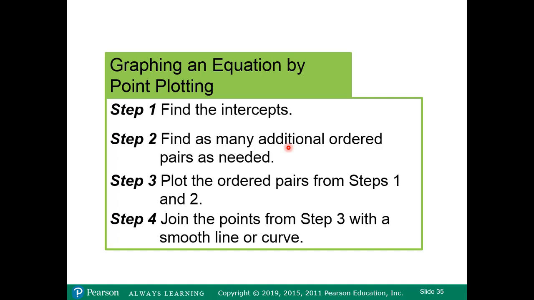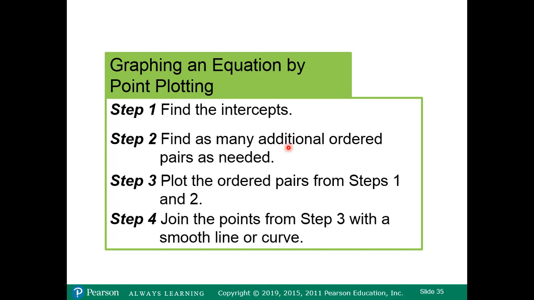So now what about graphing an equation by plotting points? Well, it's very simple and straightforward. Step 1, find the intercepts. You can always find the x and y intercepts by setting either x equal to 0 or y equal to 0. Then step 2, find as many additional ordered pairs as needed.